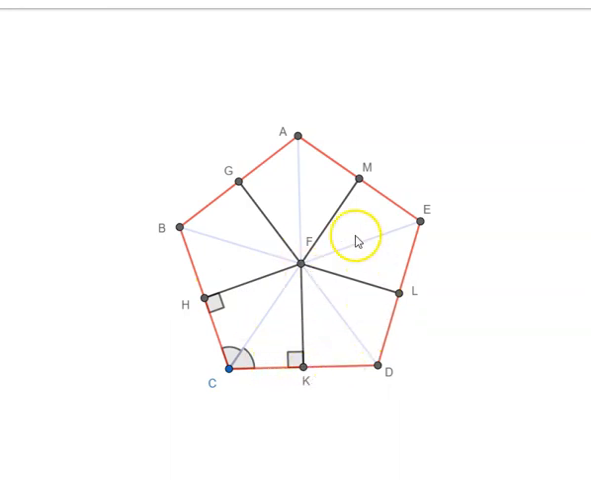And similarly, we can go around and prove that HF is equal to KF is equal to LF is equal to MF is equal to GF. Now what we do is, taking F as the center and any one of these segments as the radius, we draw a circle. So this would be the required circle, inscribed in a given regular pentagon. So that was proposition number 13 of book 4 of Euclid's Elements.